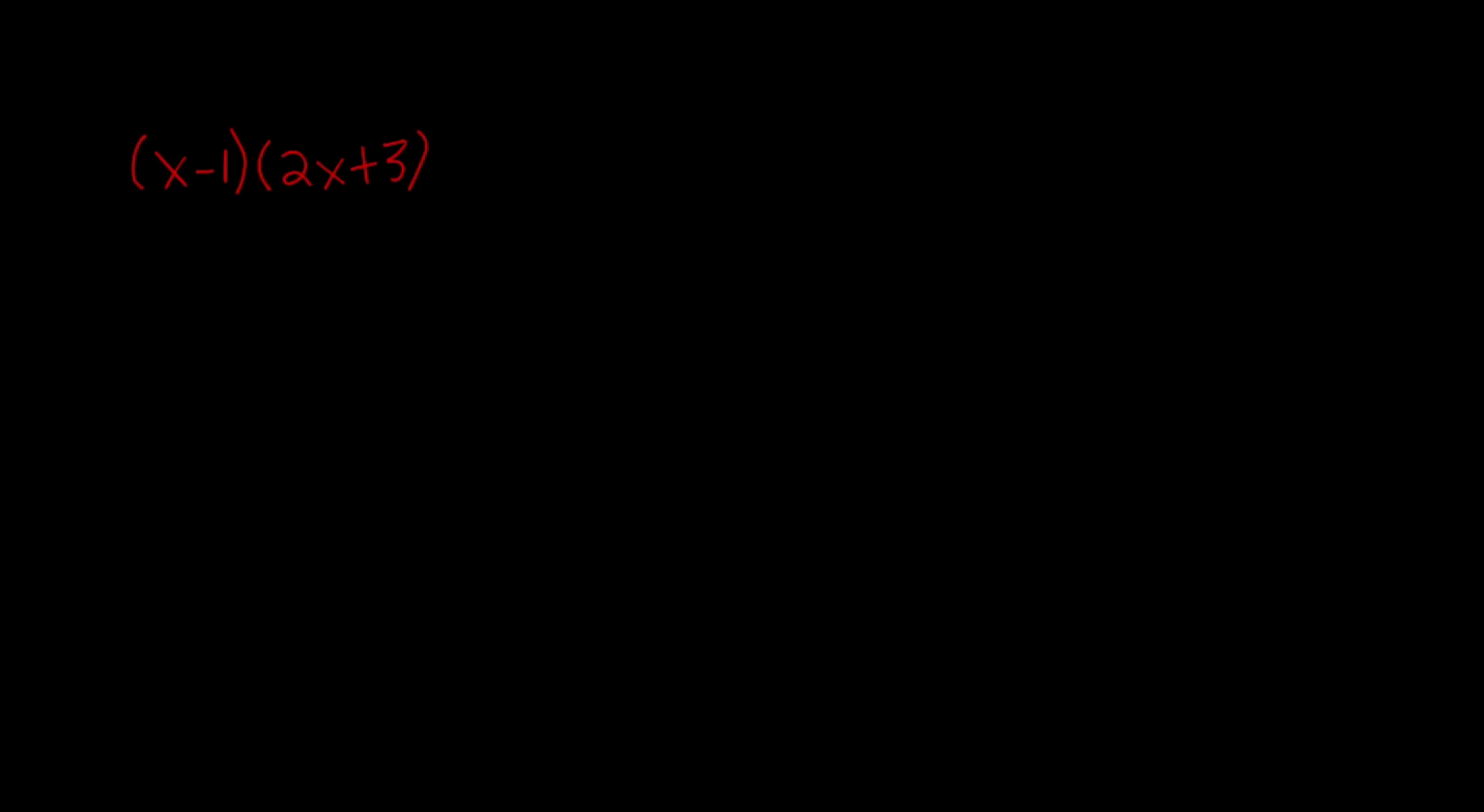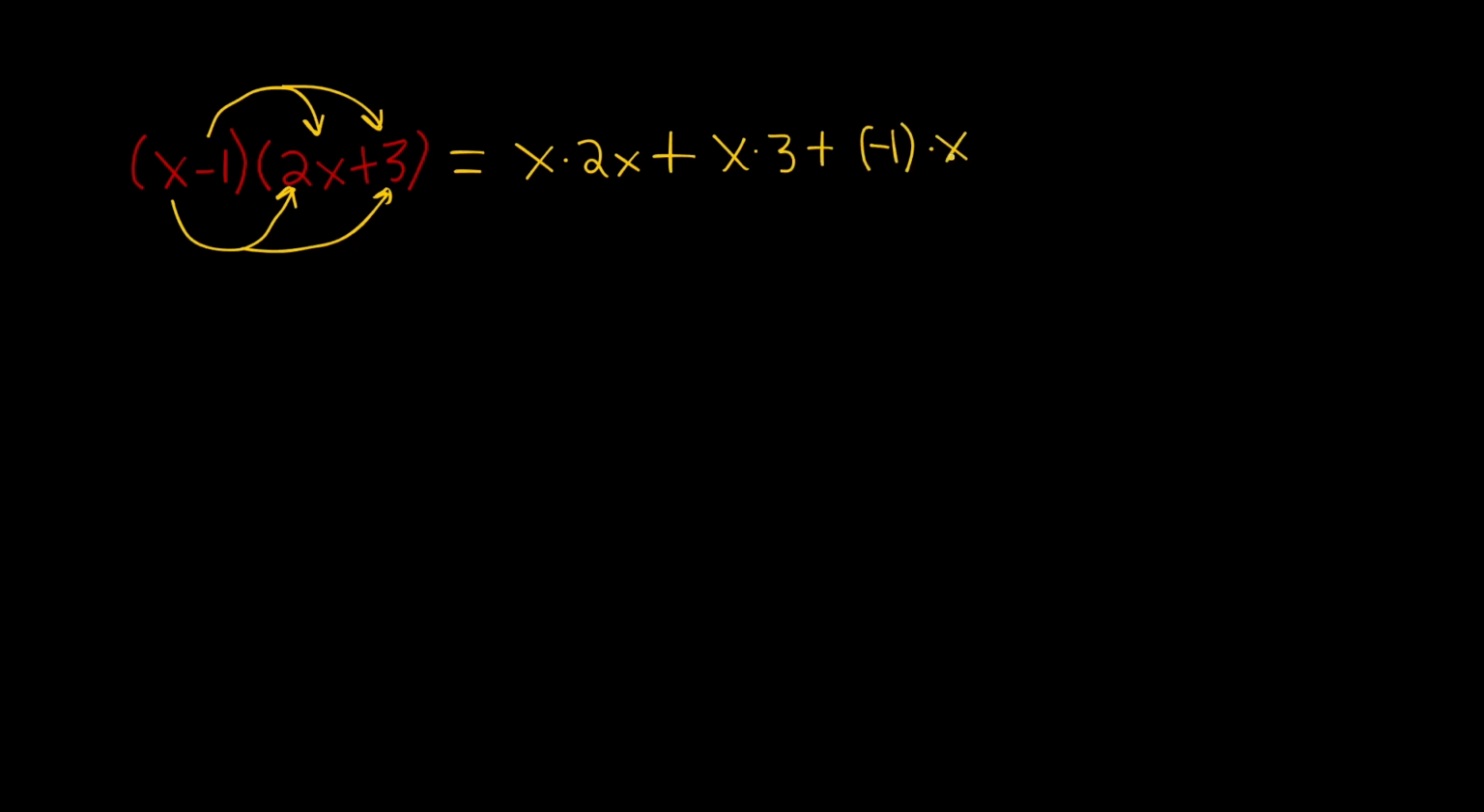Now, we have a foiling example on screen, so if you'd like, you can go ahead and pause the video and come back when you're ready. Okay, so right here, we are going to foil. So obviously that means that we're going to start with our firsts, and then our outsides, followed by our insides, and finally our lasts. So this is going to give me x times 2x plus x times 3 plus negative 1 times x plus negative 1 times 3.